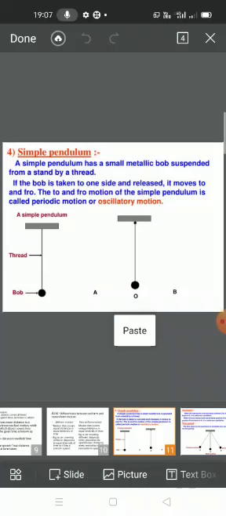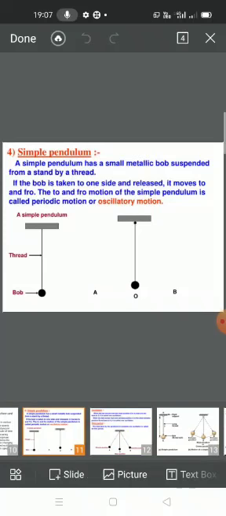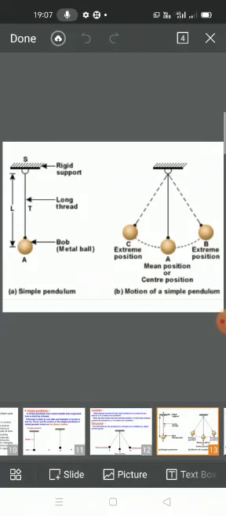Some terms are associated with the simple pendulum. We are going to talk about those terms. First of all, the length of the pendulum. You can see the thread from the rigid support to the bob. The length of the string from the point of suspension to the center of the bob is known as the length of the simple pendulum.